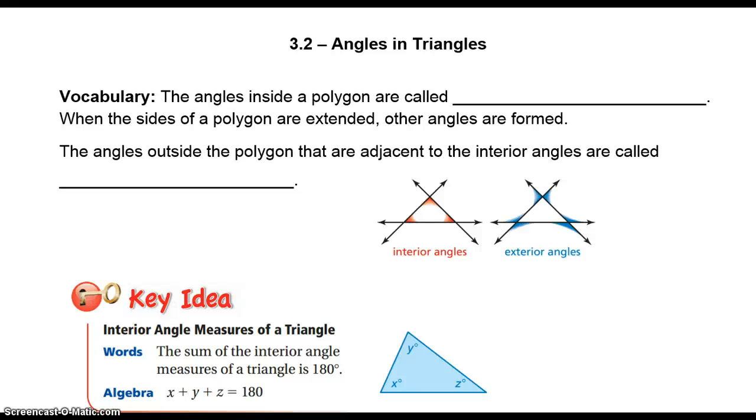Okay, today is Angles and Triangles, section 3.2. In class we talked about the angles of a triangle and did an activity. We're going to continue learning about angles and triangles. The angles inside a polygon are called interior angles.